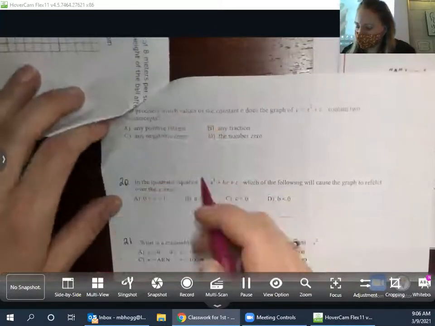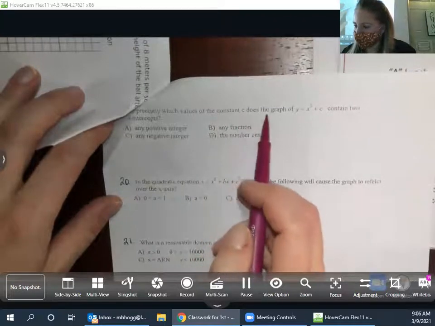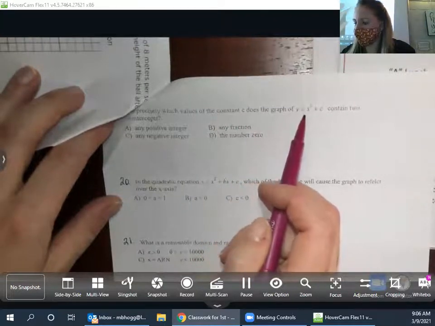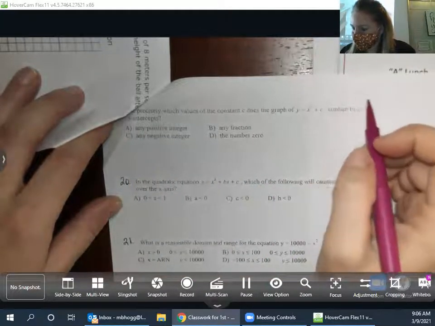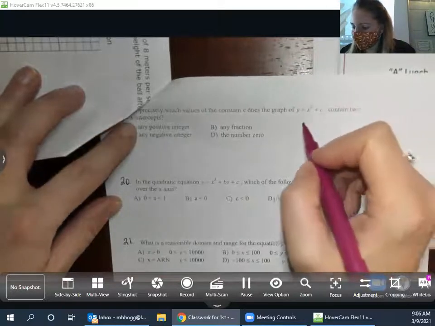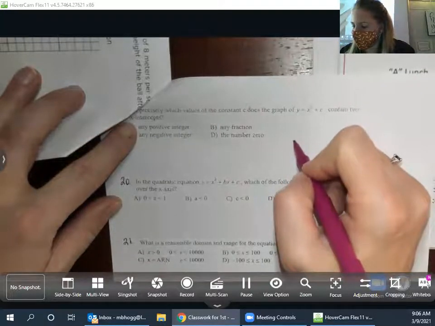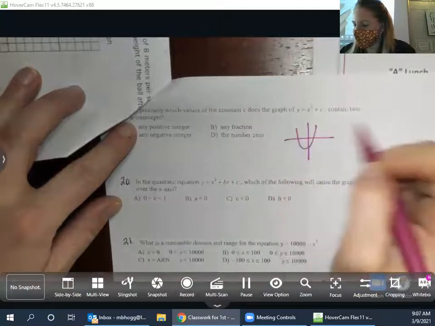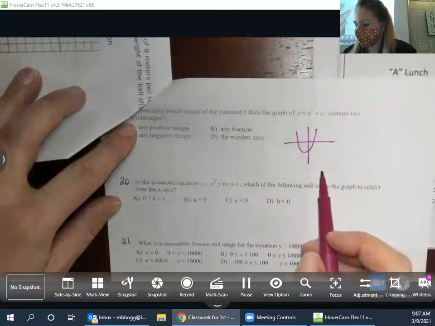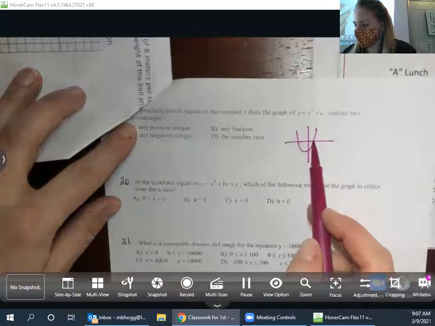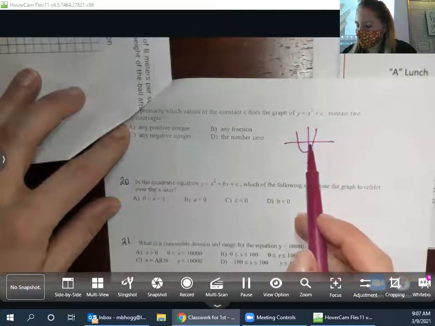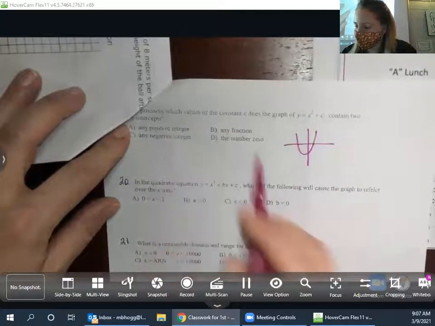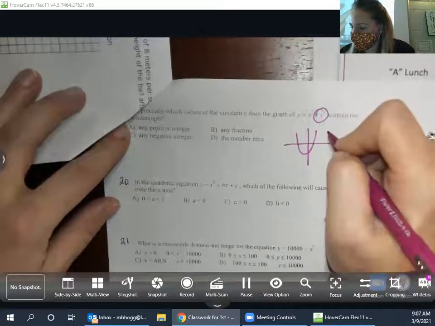Number 19. For precisely which values of the constant c does the graph of y equals x squared plus c contain 2 x-intercepts? So what it's saying is which graph is going to make it cross the x-axis twice? Okay, at 2 points. Is it going to be any positive integer? Oh, the c. We're looking at what's added to it.